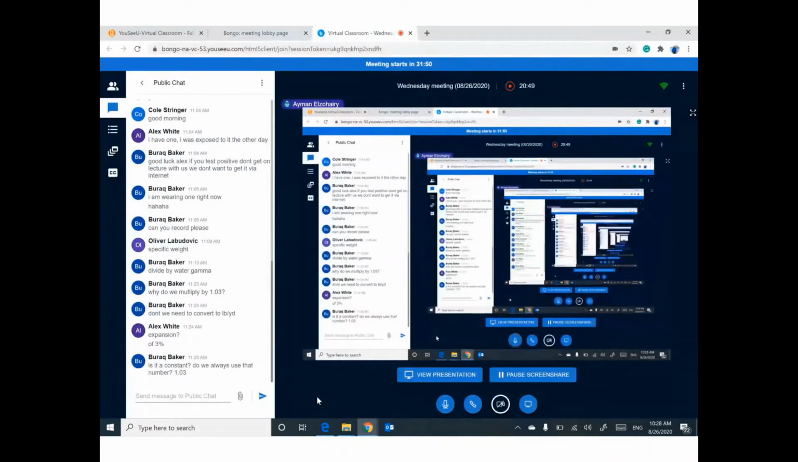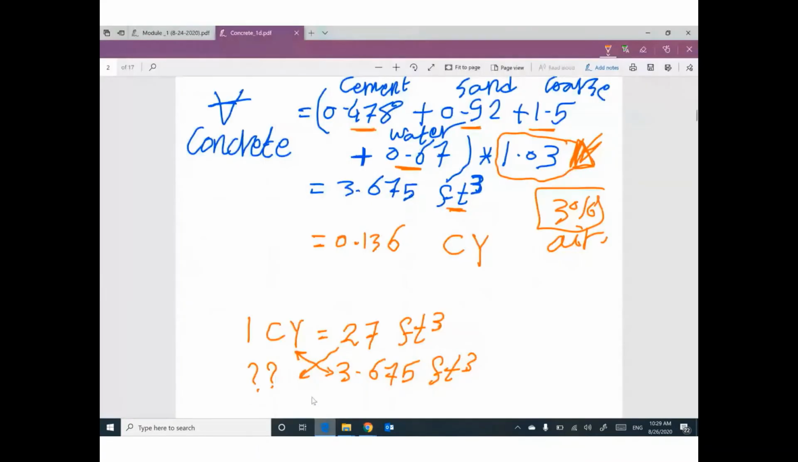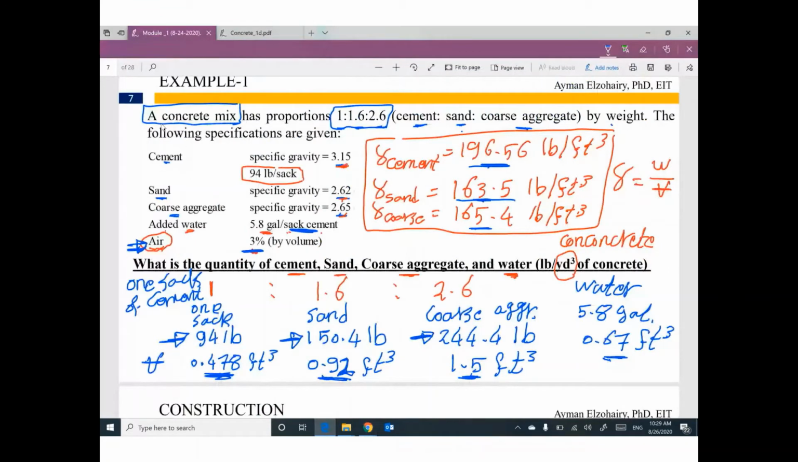1.03 based on the given. Sometimes the air percent is 4%, so I have to multiply by 1.04. Sometimes the air component will be 2%, so I will multiply by 1.02. So based on the given, this term is related to air. So go back to the problem. What is the percentage of air?